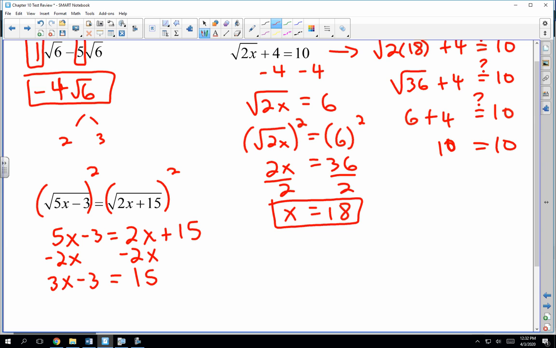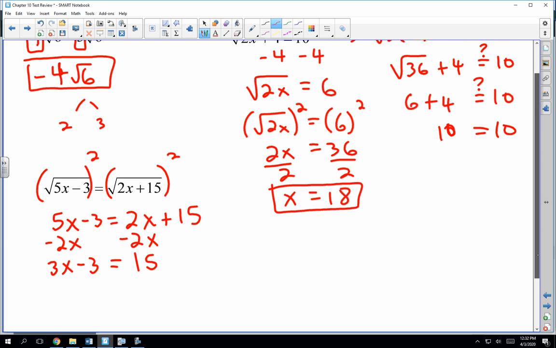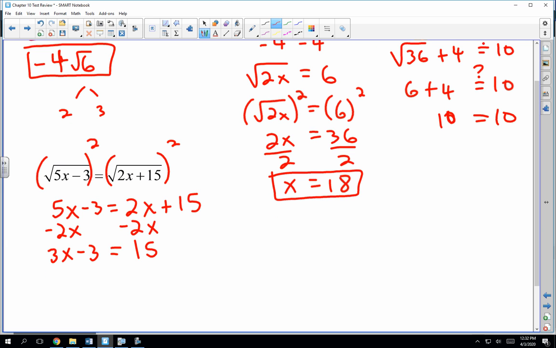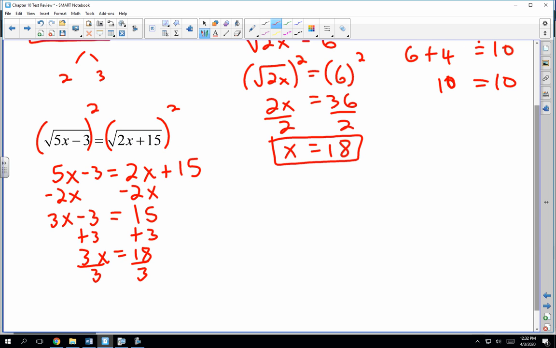If you added the 3 first, which a lot of students do first, that would be fine. Add 3 to each side here. So we have 3x equals 18. Divide by 3. And x equals 6. So we're going to go right back up to the top here. x equals 6. And we're going to plug in that 6 for x.